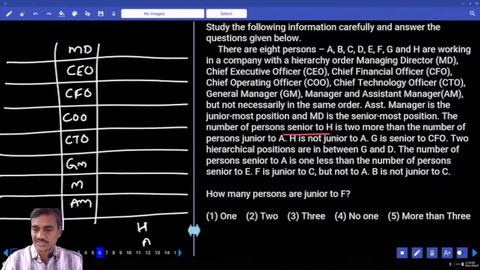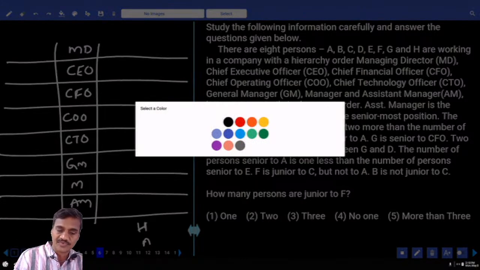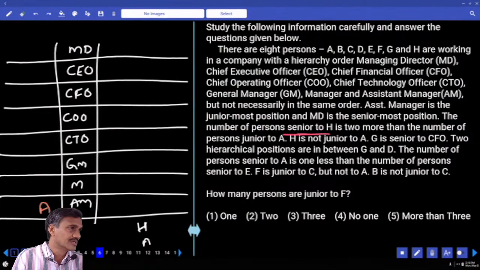And number of persons, coming back to this information: the number of persons senior to H is 2 more than the number of persons junior to A. Now, if A is at this place, then number of persons junior to A is 0 and senior to H it must be 2 more than. Now, in the next case, if A is here, then H will be here. That is the next case.